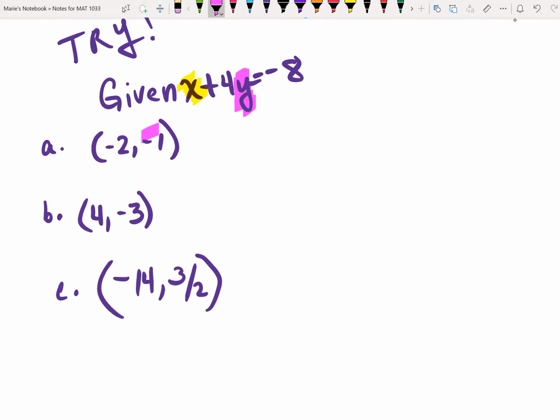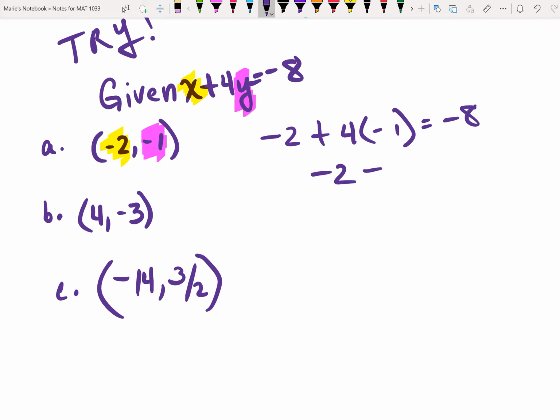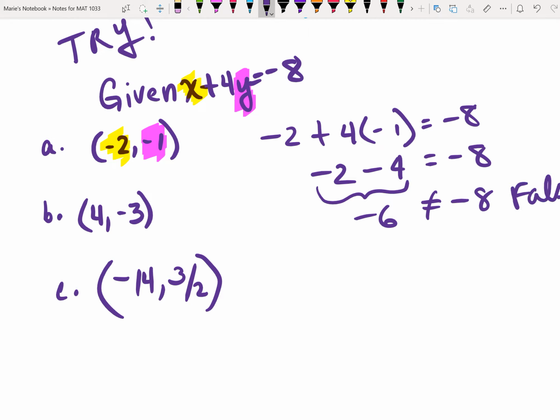So we're going to go ahead, here's your y, here's your x respectively, and what you're going to do is plug it in. So you get negative 2 plus 4 times negative 1 is negative 8. So that gives you minus 2 minus 4 equals negative 8. Well, I got news for you. This value is negative 6. That is not equal to negative 8. So this is a false. That means that this is not a potential solution.